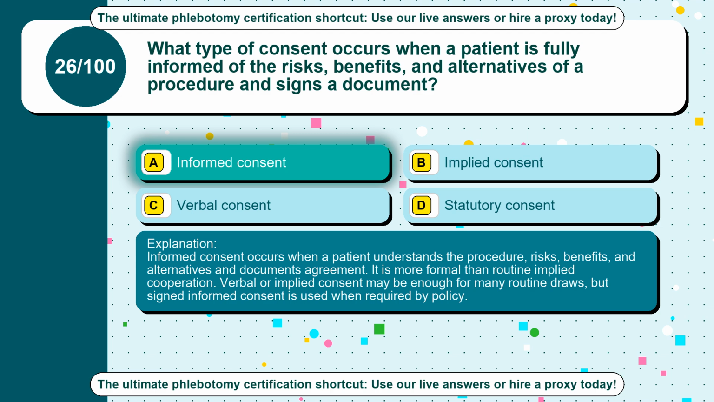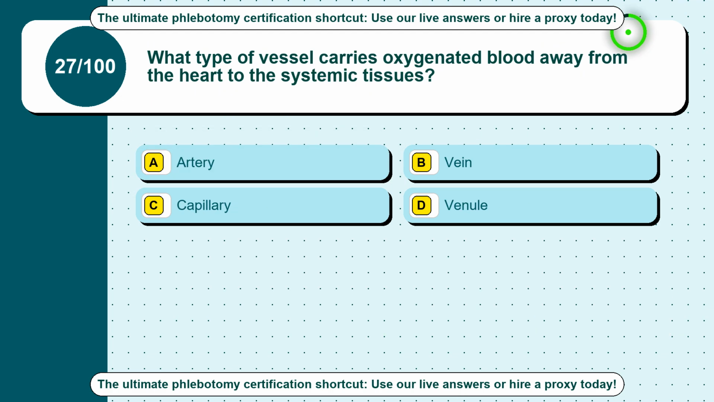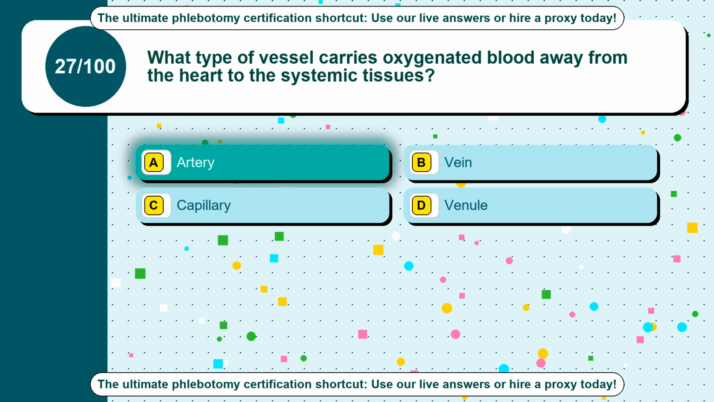Question 27. What type of vessel carries oxygenated blood away from the heart to the systemic tissues? Option A, artery. Option B, vein. Option C, capillary. Option D, venule. The correct answer is option A, artery.